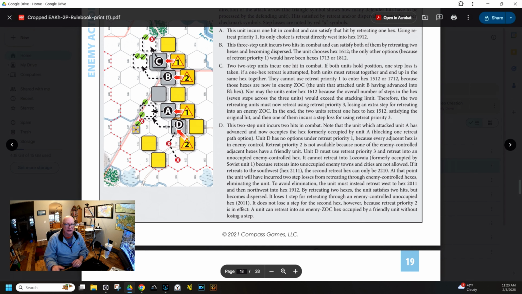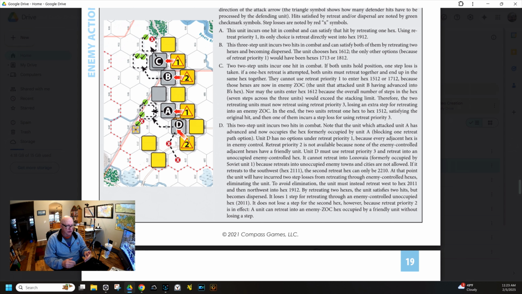Okay, so basically, you guys are getting the point, right? If you have to satisfy a step loss, you can retreat one hex. That satisfies one step loss. If you need to satisfy two, you can go back two. That satisfies two step losses, but you become dispersed.